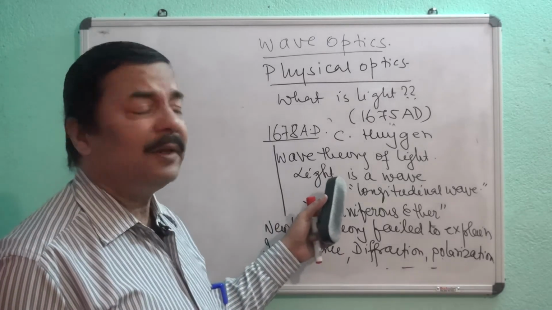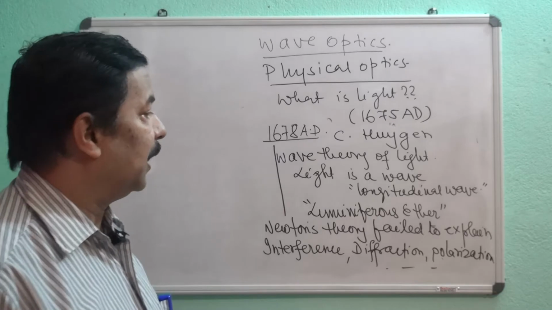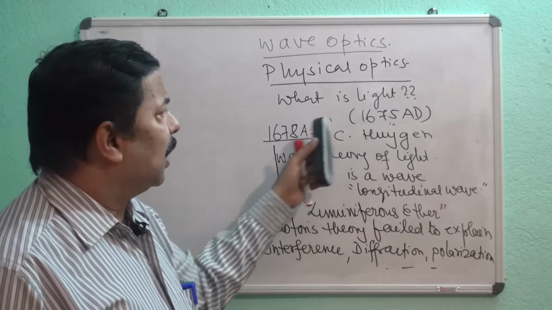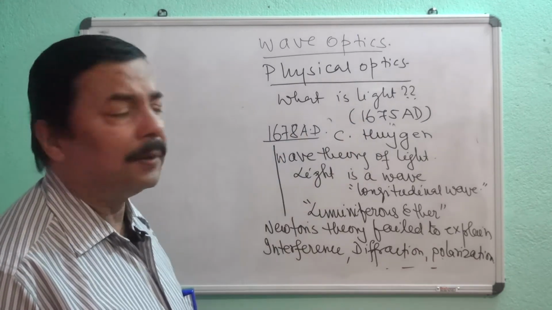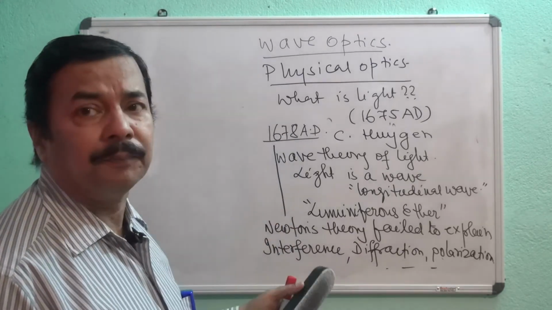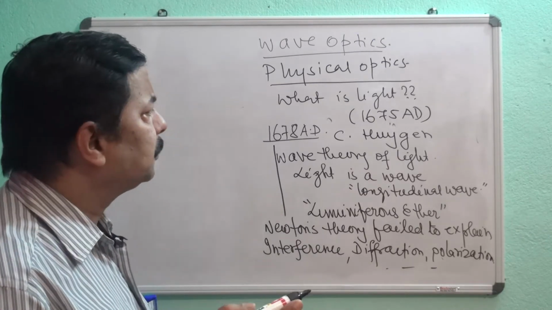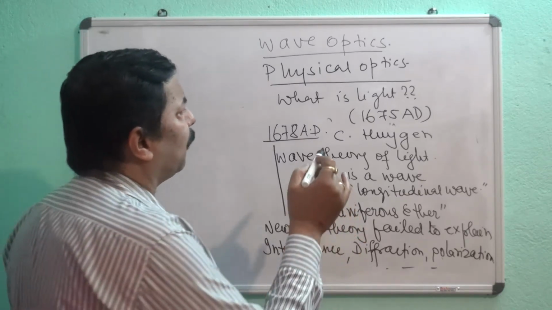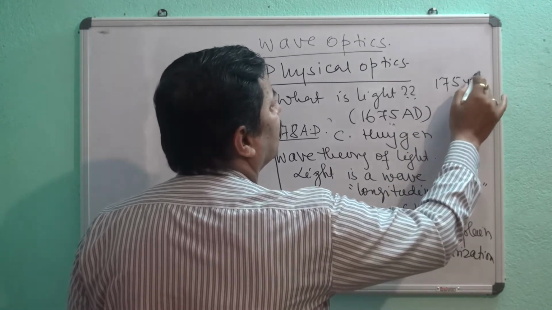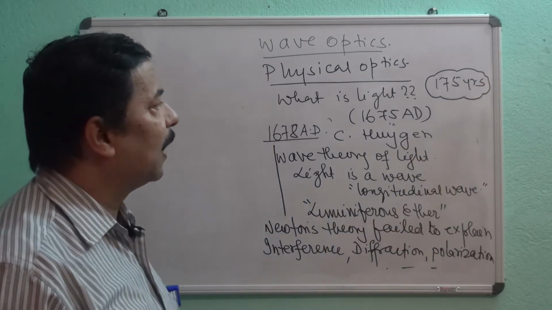But when Huygens gave the wave theory, the phenomena of interference and diffraction were successfully explained. But you see the time: Huygens was a contemporary scientist of Newton. At that time, nobody was ready to accept what Huygens was saying. So Huygens' theory was not accepted for 175 years, by the physical society especially, I am telling.